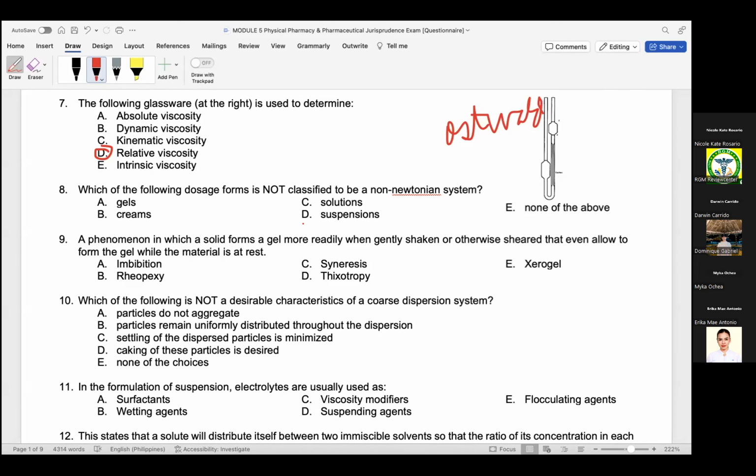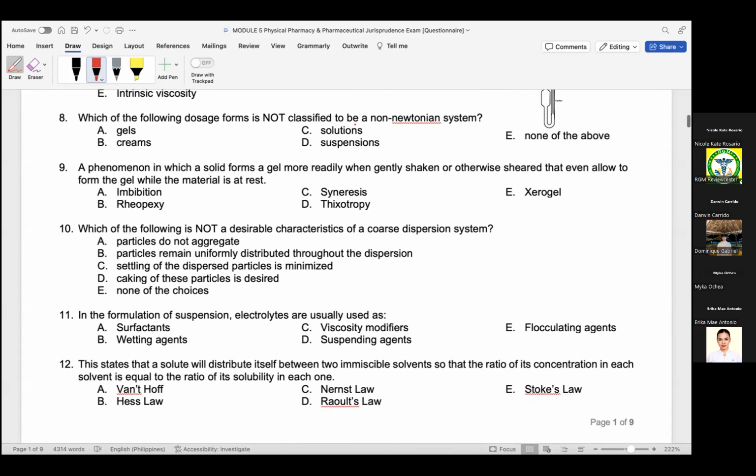Okay? Next, number 8. Which of the following dosage forms is not classified to be a non-Newtonian system? A, gels, B, creams, C, solution, D, suspension, or E, none of the above. The correct answer is solutions, because your substances or particles are already dissolved in your solvent. So kahit anong shaking niyan, homogeneous na yung solution mo. The viscosity will not change. And that's the characteristics of drugs, di ba? Mga syrup natin, mga sterile dosage forms natin, hindi na dapat nag-iiba ng viscosity yan.